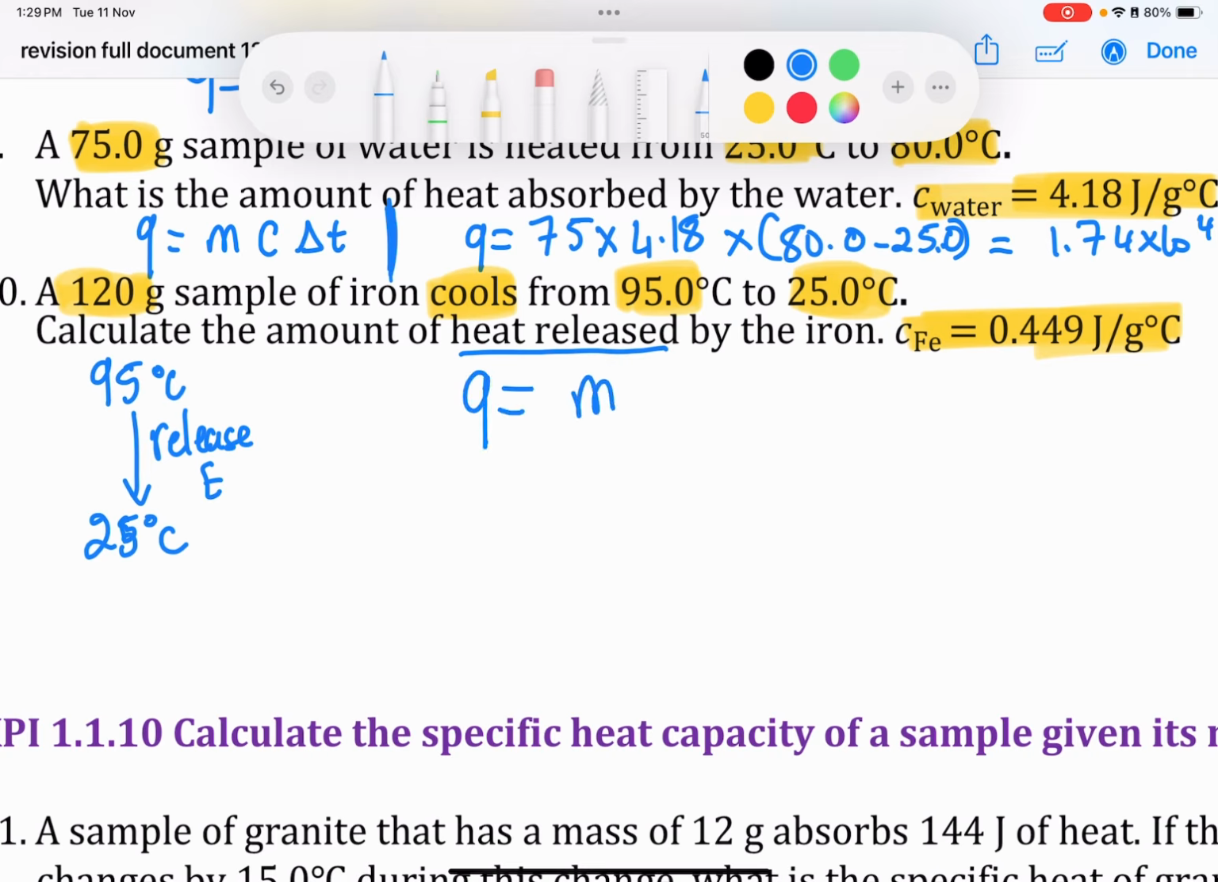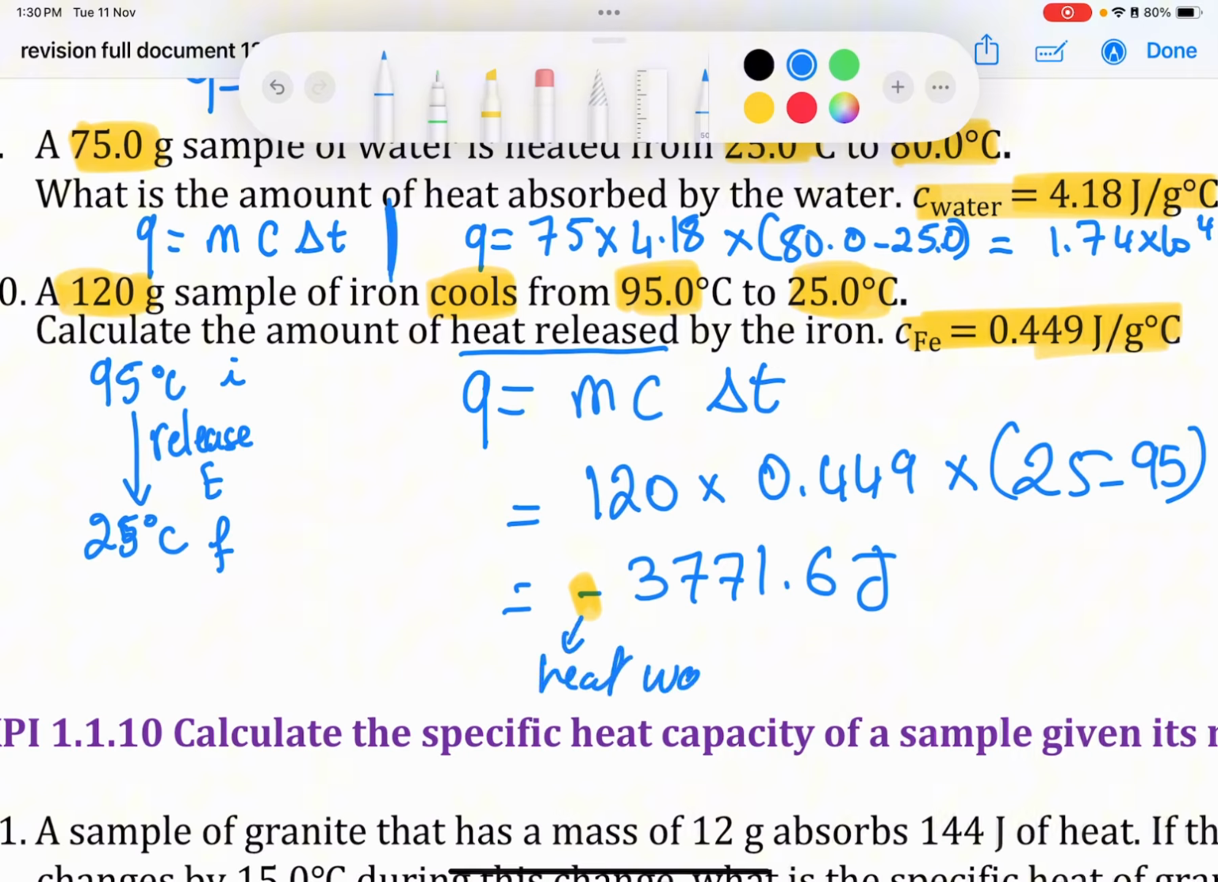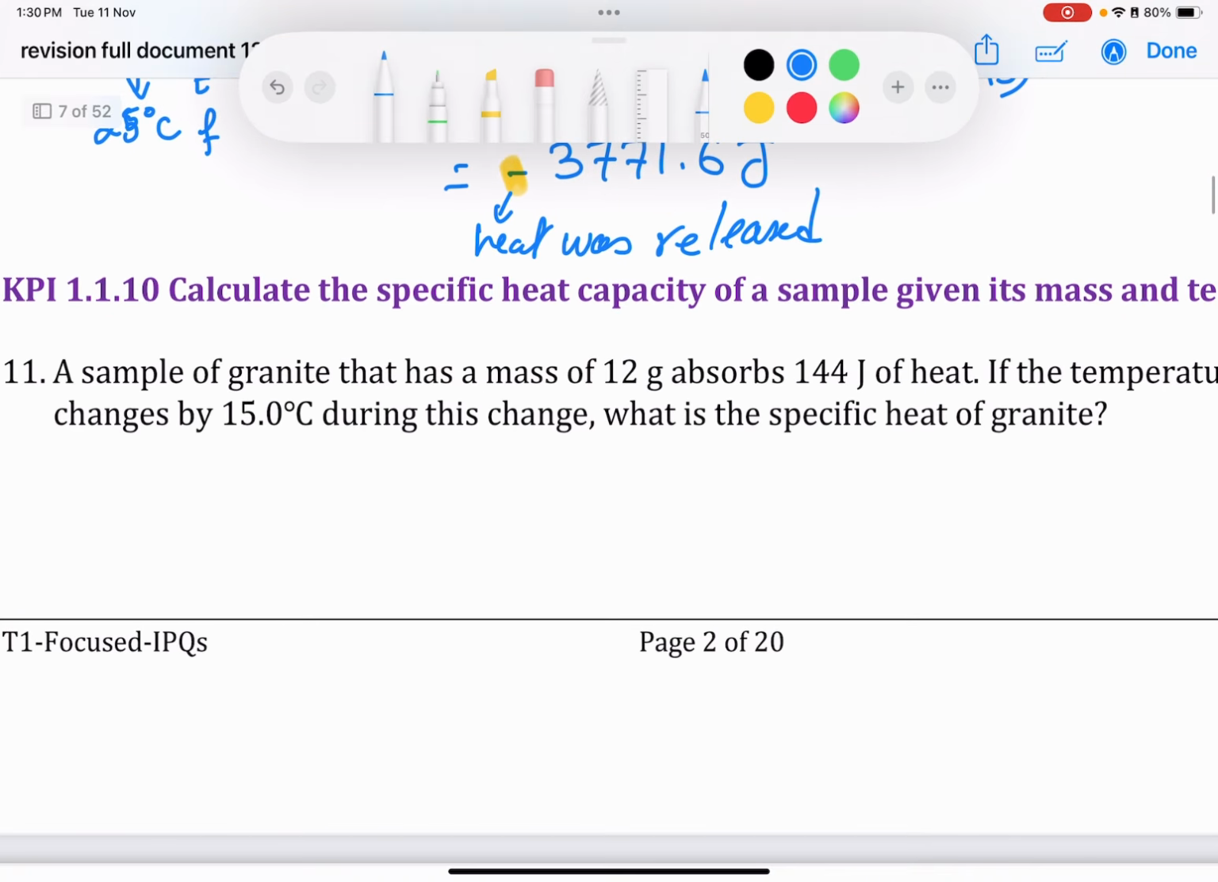So Q equal MC delta T. The mass of that sample is 120. 0.449 is the specific heat capacity. And the temperature, this is initial, this is final. So 25 minus 95. And the answer is negative 3,771.6 joules. The minus sign indicates that heat was released. That's what it means. Now let's continue.